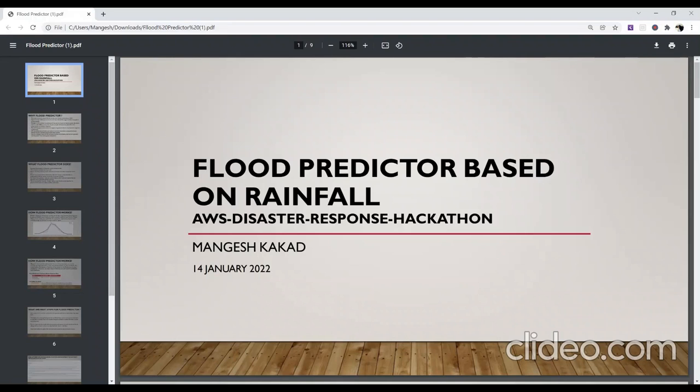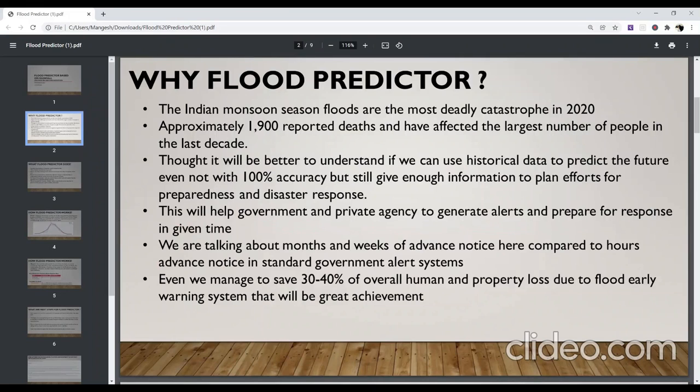Flood predictor based on rainfall. The focus was on the Indian monsoon, but we've seen similar issues happening across the world. I thought it would be better to understand if we can use historical data to predict the future, even though we are not able to achieve 100% accuracy. But still, even 90% accuracy will give us good enough information or early warnings to generate alerts and save a good amount of human and property loss.